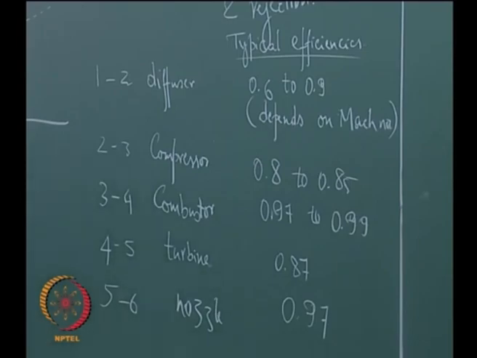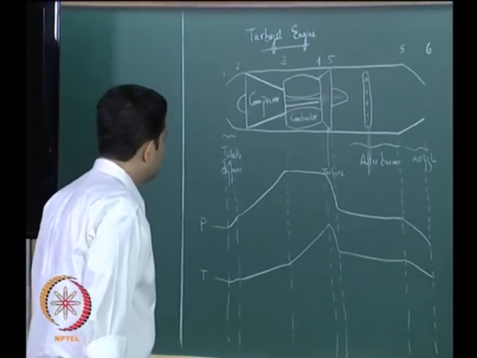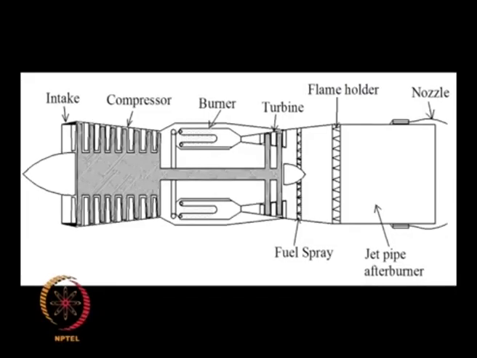Now let us look at some typical engines. This is a typical gas turbine engine with axial compressor. Here you have the intake and this is the axial compressor. What we mean by axial compressor is the flow is along the axis and you have the burner or the combustor, then you have the turbine and jet pipe or the afterburner and then the nozzle.